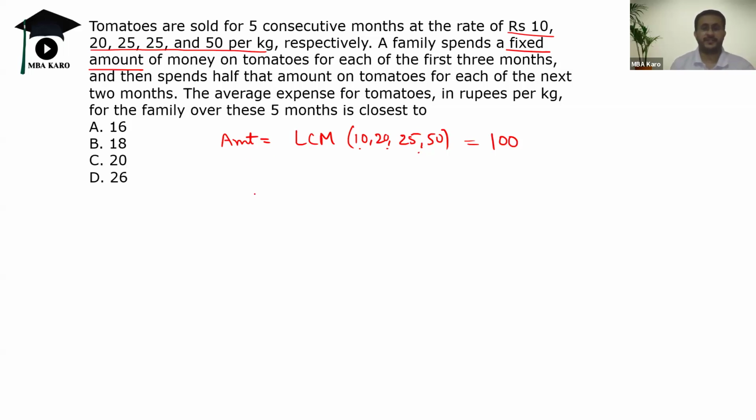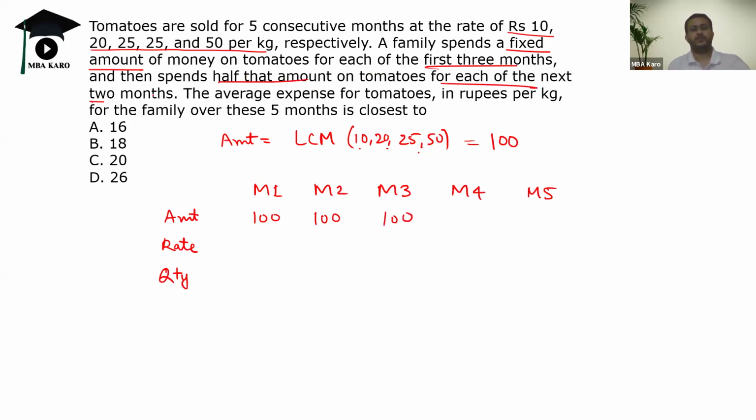So there are 5 months. Let us say month 1, month 2, month 3, month 4, and month 5. Right? Amount they are spending, and rate and quantity. So they are spending 100 rupees in the 3 months. So 100, 100, 100. And next 2 months, half that amount for each of the next 2 months. So the amount becomes 50 and 50. Right? And how much is the rate? First month is 10, 20, 25, 25, and 50.